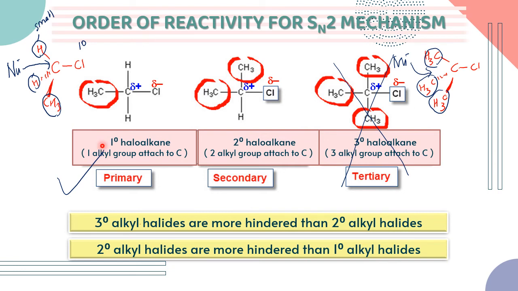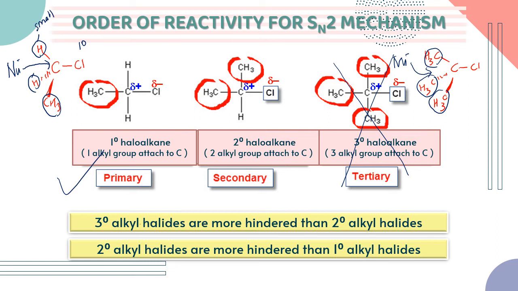Okay, so dekat sini dia kata tertiary alkyl halides are more hindered than secondary alkyl halides and secondary alkyl halides are more hindered than primary alkyl halides. Hindered maksudnya apa? Maksudnya halangan, terhalang. Okay, jadi tertiary haloalkane ni untuk nucleophile undergo untuk buat backside attack ada banyak halangan. Halangan apa? Halangan alkyl group. Compared to primary haloalkane, halangan dia cuma satu saja. So it is easy for nucleophile to attack the partially positive carbon.